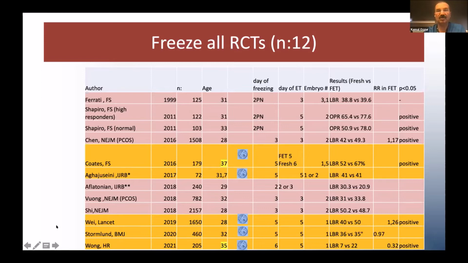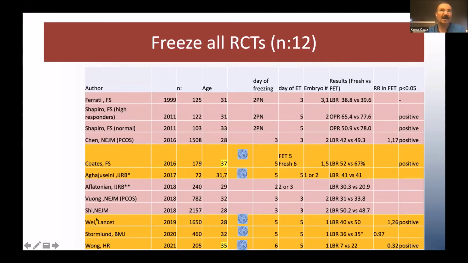It's now almost proven that at cleavage stage the outcomes are equal, so there's no need to freeze the embryo when you do a fresh transfer. But when it comes to blastocyst freezing, the yellow ones, you can see that there are 5 studies, but unfortunately 3 of them are not good quality, so I'm going to exclude those.